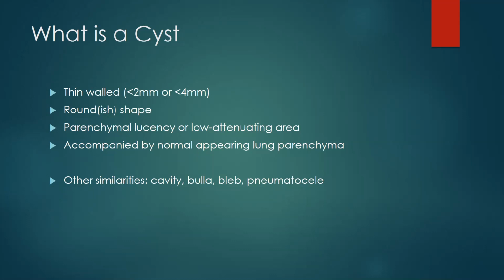And last is a pneumatocele, which is usually round, thin-walled. It's usually air-filled, but can also be filled with fluid. That's usually caused by prior infection, trauma, especially ventilator-induced lung injury or aspiration, and may be transient.